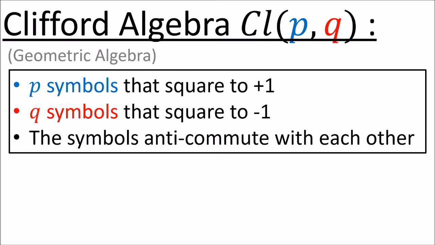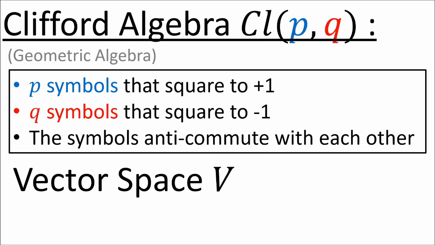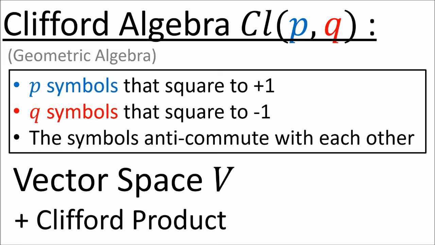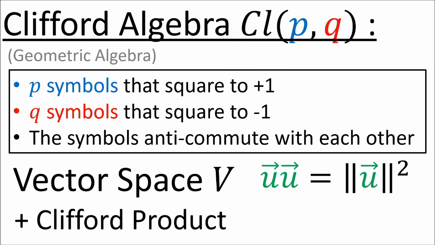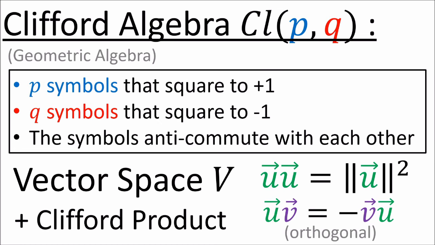So to conclude, a Clifford algebra, also called a geometric algebra, is what we get when we take a vector space and allow multiplication between vectors using the Clifford product, also called the geometric product. The Clifford product of a vector with itself gives that vector's squared magnitude, and the Clifford product of 2 orthogonal vectors is anti-commutative, so we can swap the order if we include a negative sign.